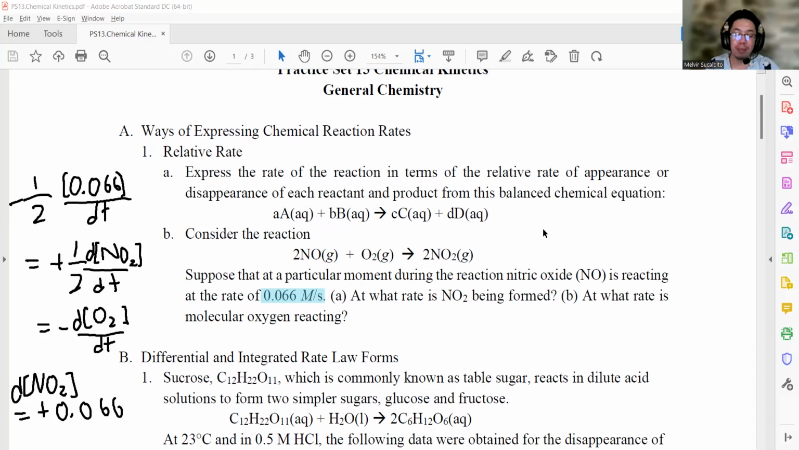Write the unit, because that's a rate. Very good. So the rate of formation for nitrogen dioxide is 0.066 molar per second. How about the rate of disappearance for O2? What will happen? It's not times 2. You need to take the half of 0.066.